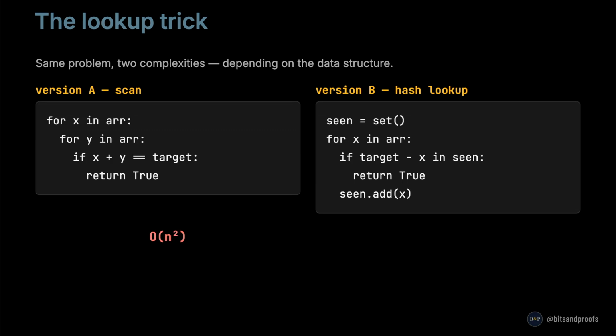Version A, 2 nested loops looking for a pair of numbers that adds up to a target value. The outer loop picks one number. The inner loop searches for its complement. That is O of n squared by rule 1.